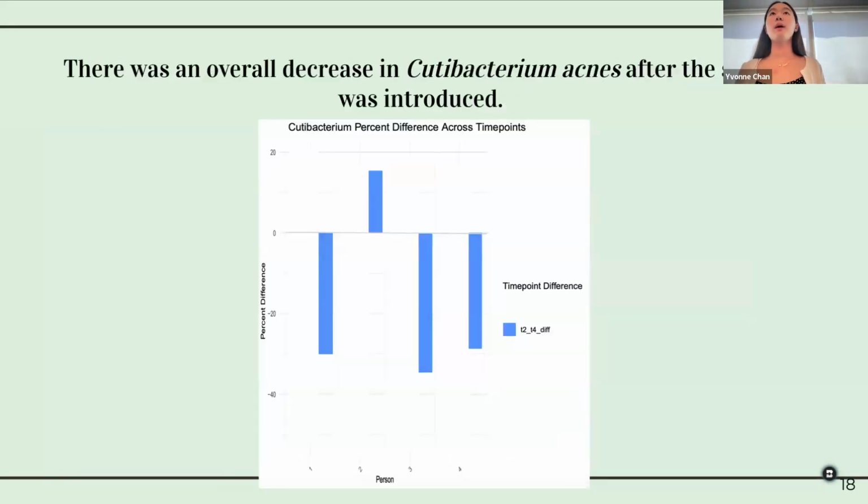And so looking at Cutibacterium specifically to answer my research question, there was an overall decrease in Cutibacterium acnes after the spray was introduced. You can see samples 1, 3, and 4 all have Cutibacterium, all have a percent difference in decrease in Cutibacterium acnes. And T2, T4 basically means the time point 4, which is after the swab, subtracted by the after the baseline. So you can see a negative decrease in 1, 3, and 4, and a positive increase in sample 2.